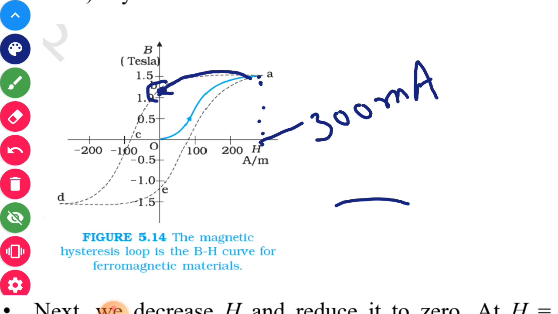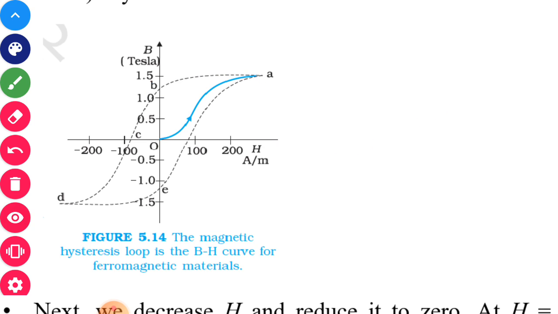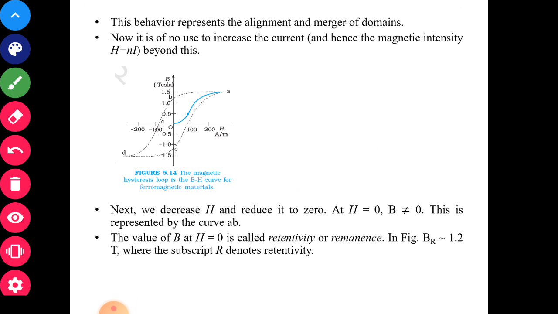So at this point the magnetic field B is still there, meaning all the domains have not been randomized again. There are many elemental magnetic dipoles which are still aligned in the direction of the external magnetic field which was earlier created by increasing the current through the solenoid. So this value of B is known as retentivity. The value of B at H equal to 0.